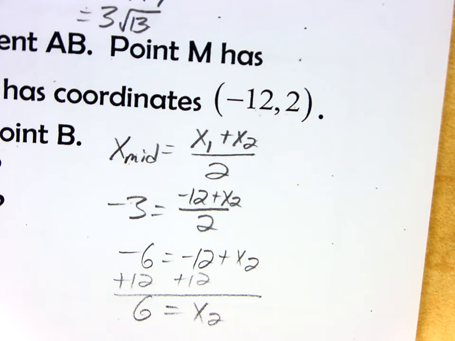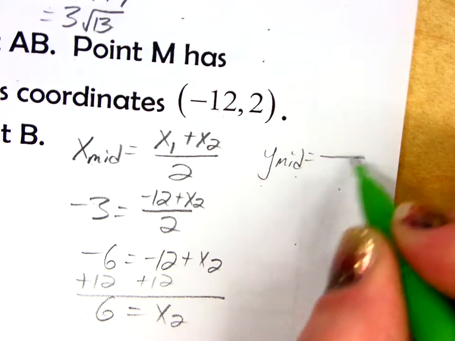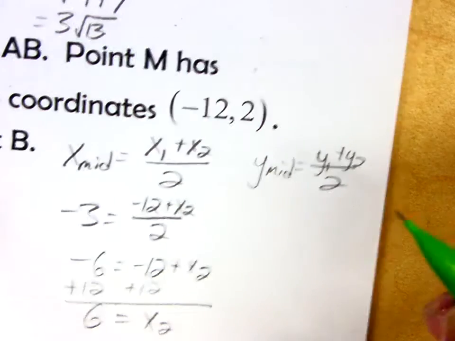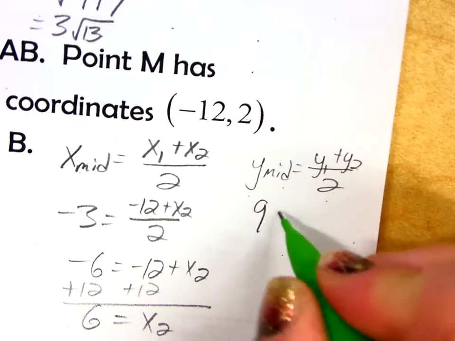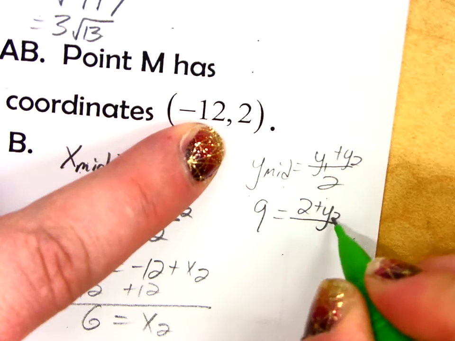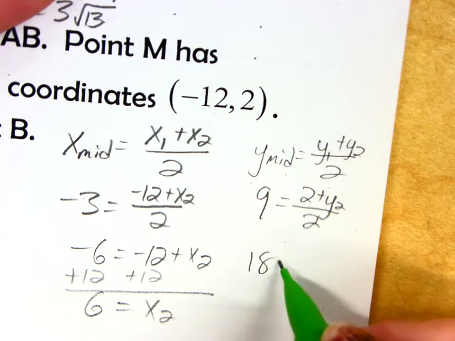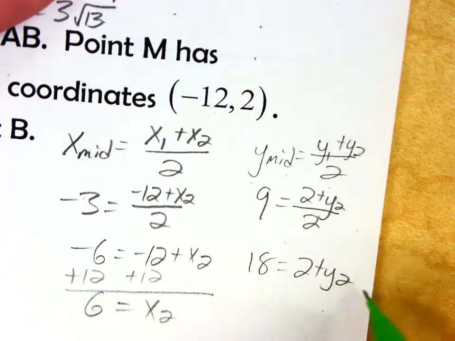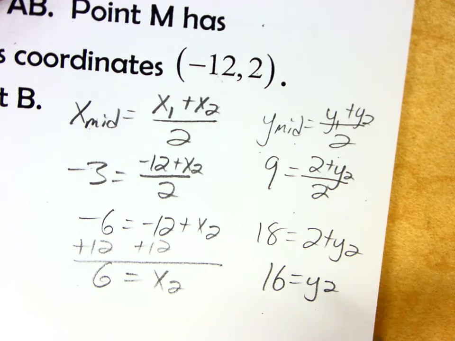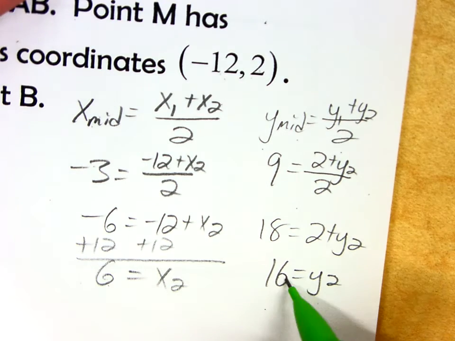And then you just do the same thing for the y's. So y of my midpoint is equal to the sum of the y's divided by 2. And I do the exact same thing. Y of my midpoint is 9. The first y is 2. It's the second one I don't know. But now I can solve it algebraically. So that's 18 equals 2 plus y2. So 16. So that means my other endpoint, B, that I'm trying to find, must be at 6, 16.